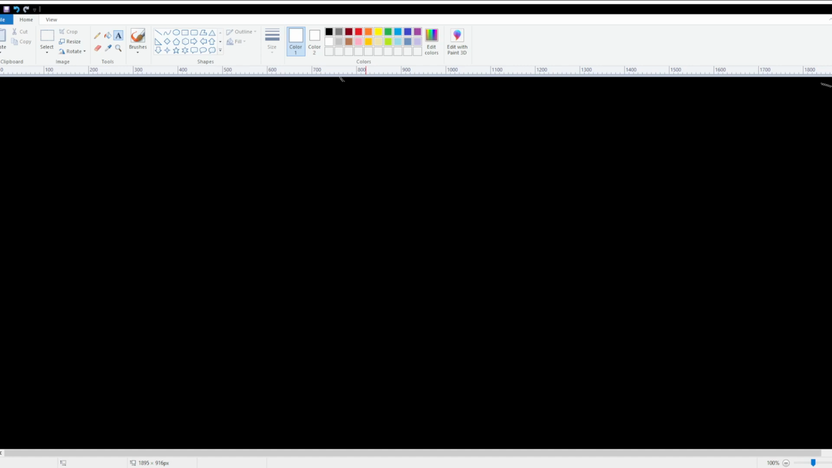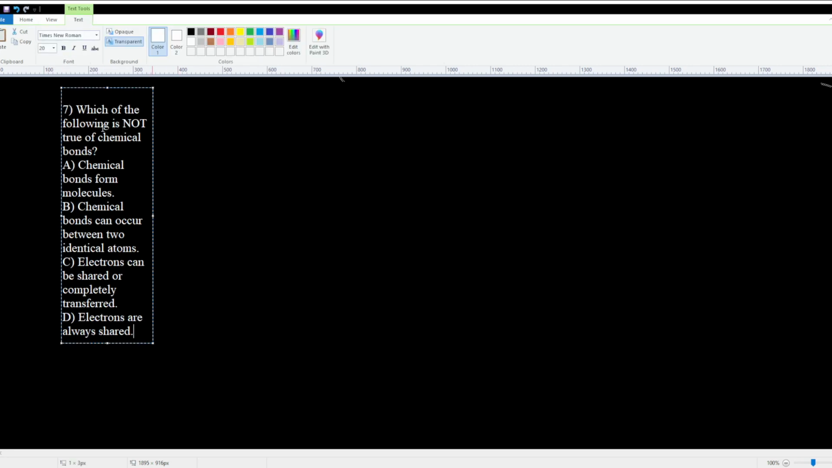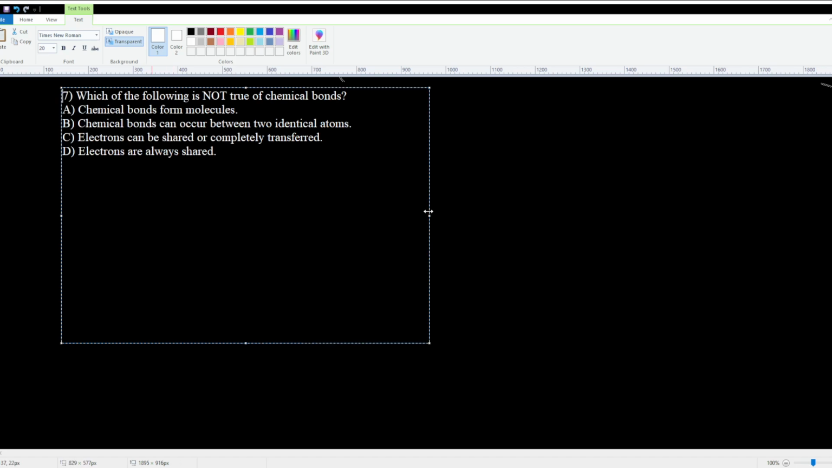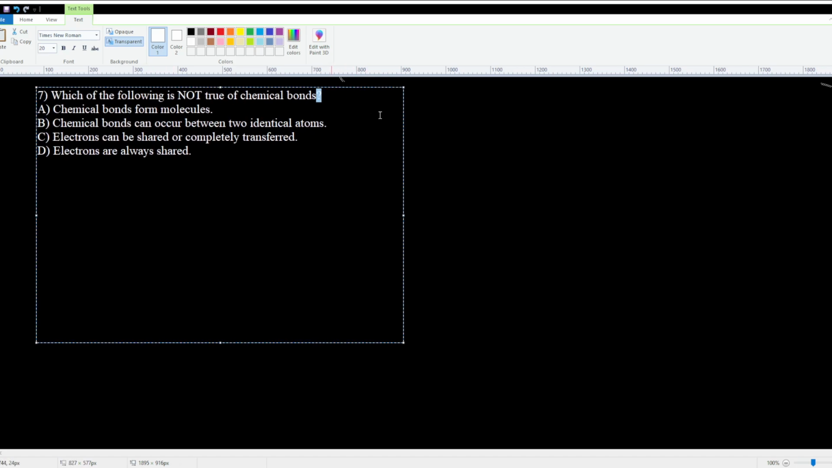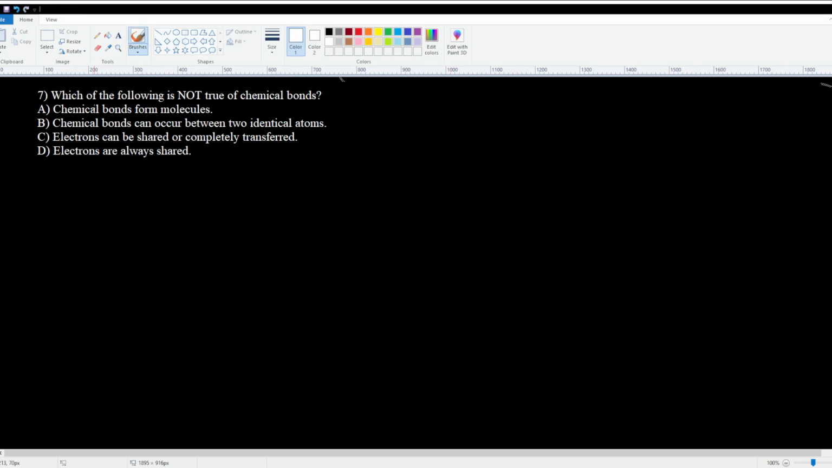So number 7 is asking, which of the following is not true of chemical bonds? A. Chemical bonds form molecules. B. Chemical bonds can occur between 2 identical atoms. C. Electrons can be shared or completely transferred. Or D. Electrons are always shared. So let's work from the top down. Chemical bonds form molecules. That is absolutely true. Nothing would exist if it weren't for this.